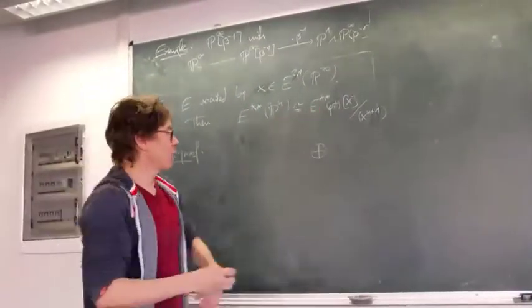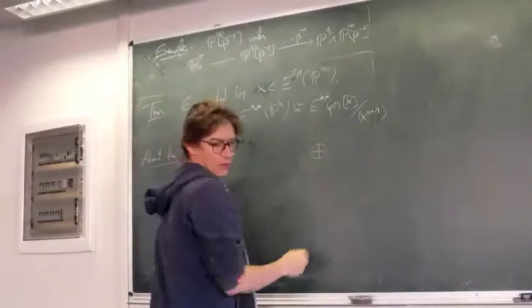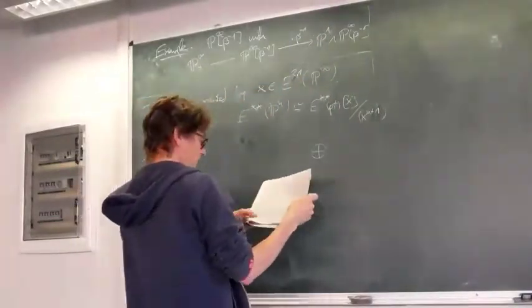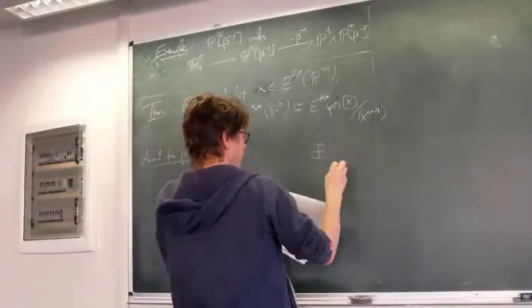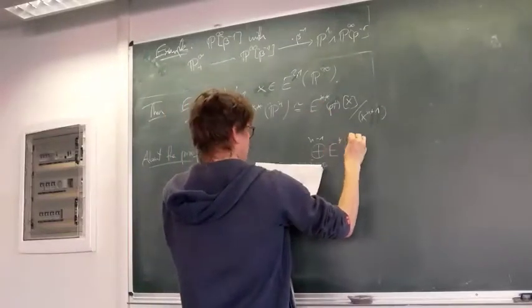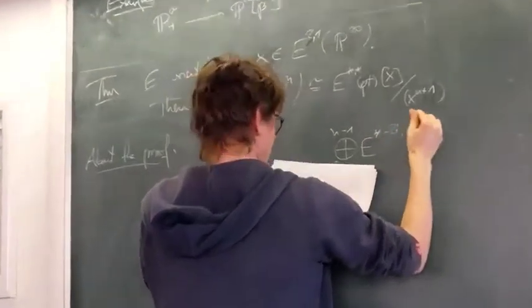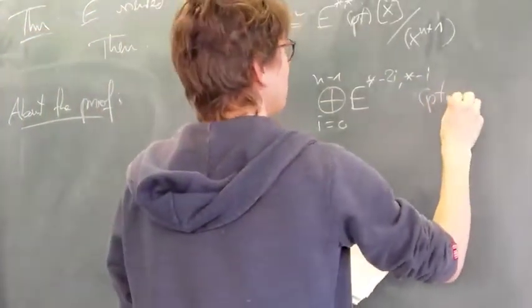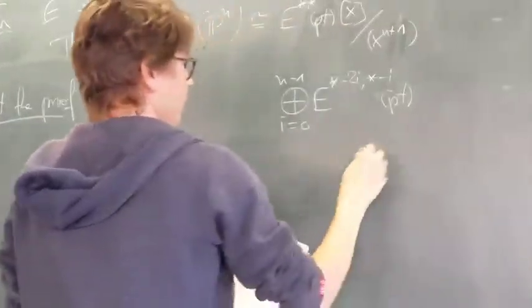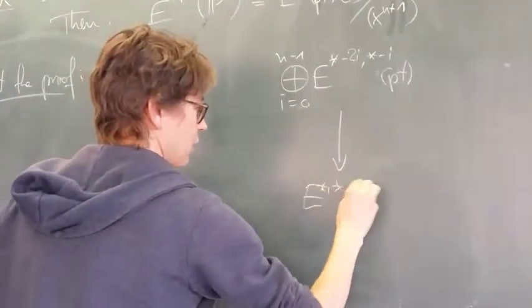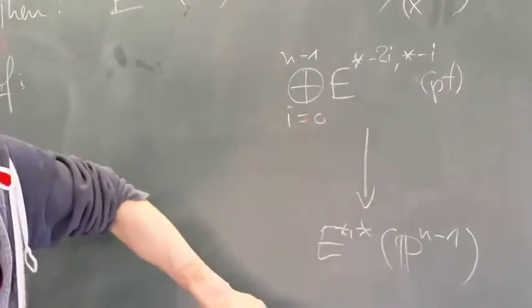Let's first look at this as a module. This thing I can write as a direct sum. Just not to get confused with indices, I do it by copying. Then I have E star minus 2i and star minus i. So I go down to this point at infinity. My induction hypothesis is that this is the homology of EP(n minus 1), actually a ring isomorphism.